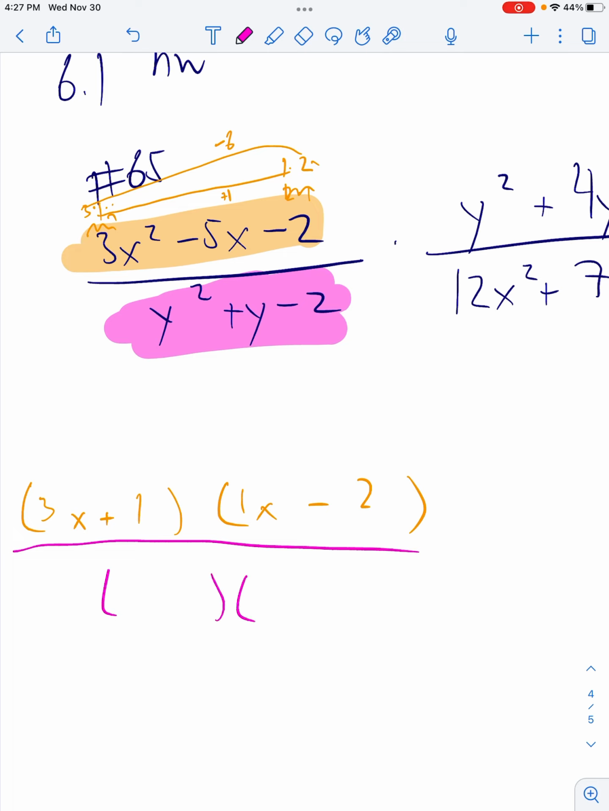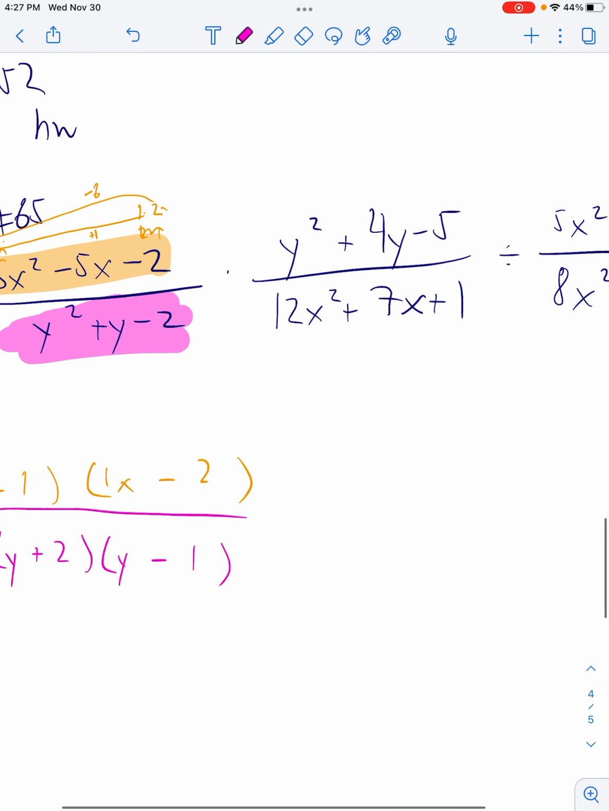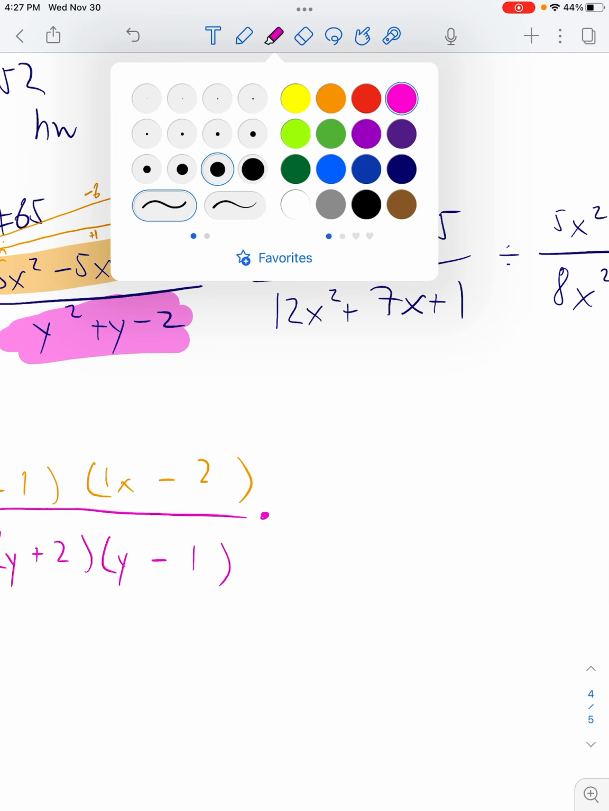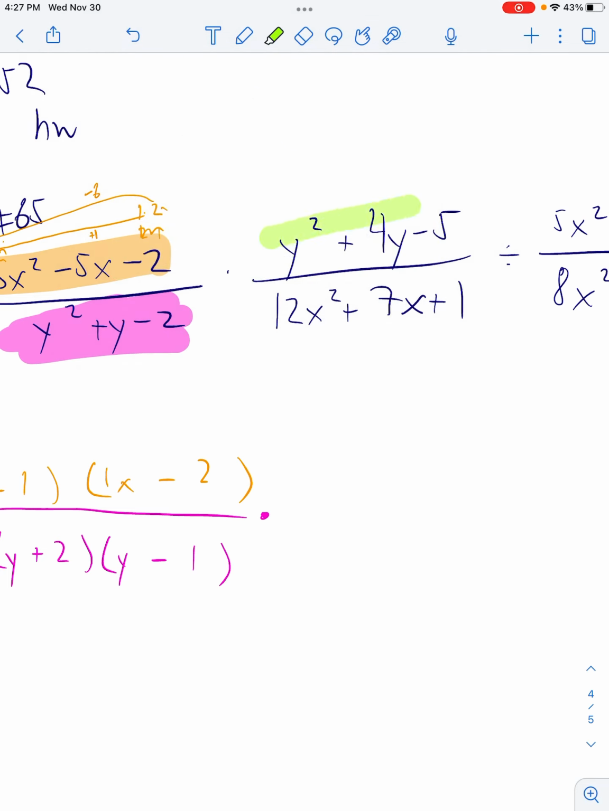Let's factor the pink. That's not as bad. Set up your shell. Factors of 2 that add to positive 1, that's 2 and 1, good. And then we have a times here. Don't forget to copy down your operation symbols correctly. So let's do this in green, and the bottom down here in blue.